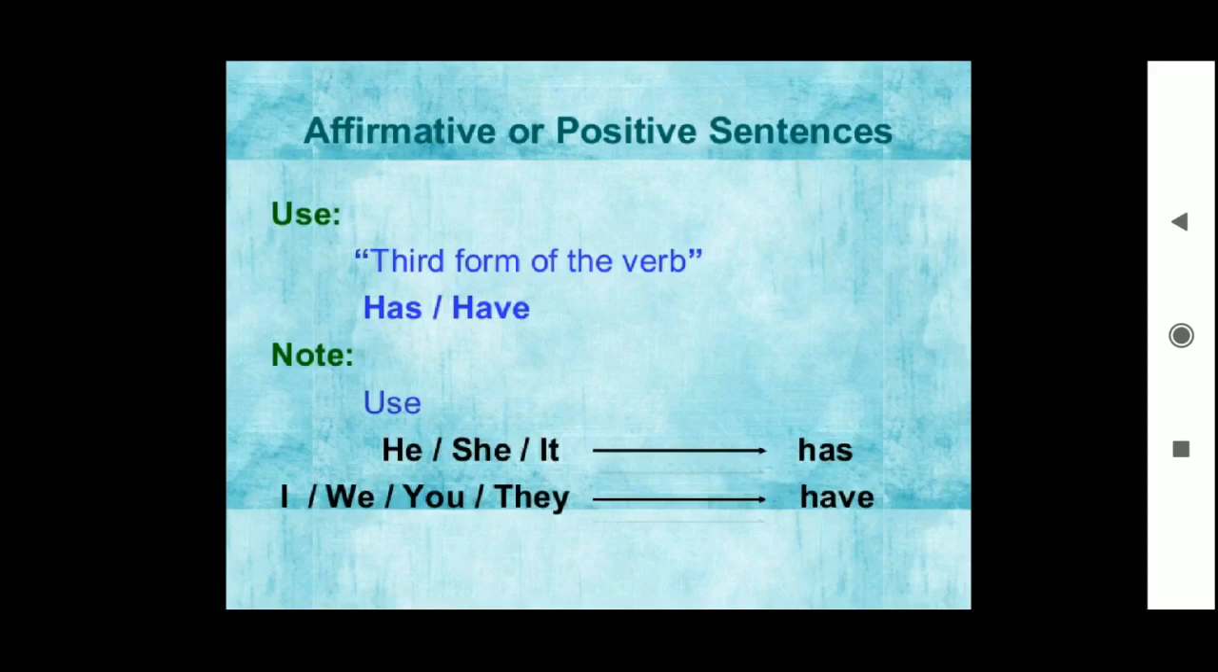If the subject is singular, we use has plus third form of the verb. If the subject is plural, we use have plus third form of the verb. Subjects like he, she, it, or any singular subject, we use has. And with plural subjects like I, we, you, they, we use have plus third form of the verb and then object.